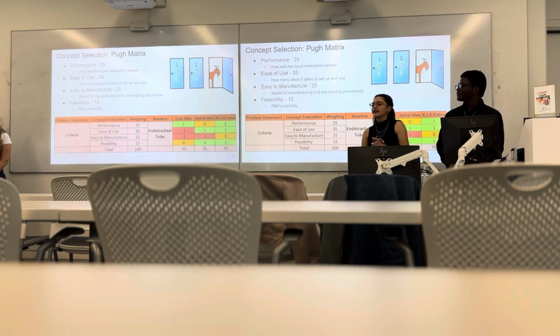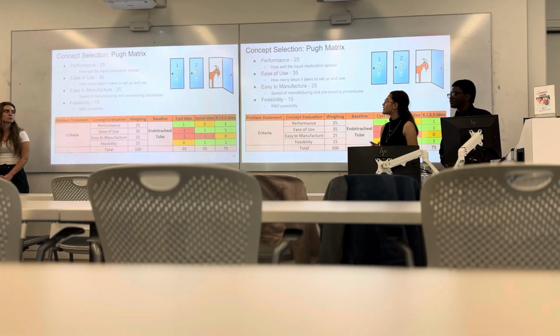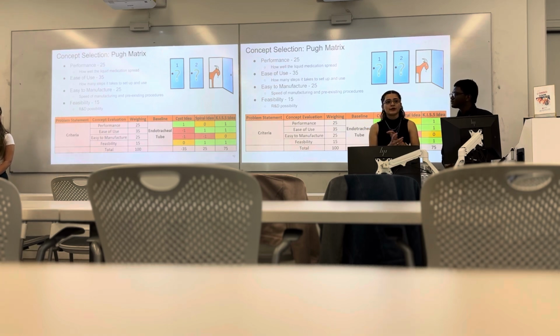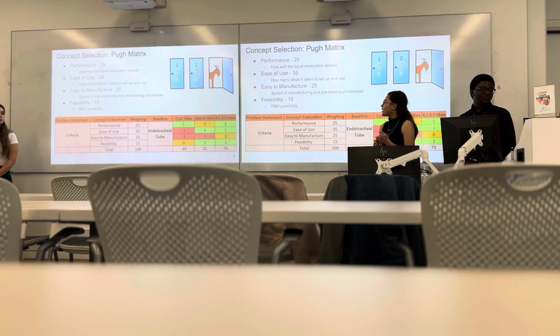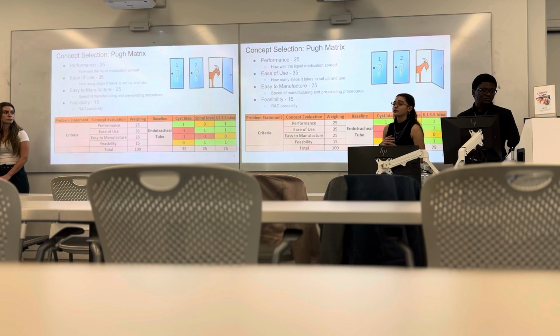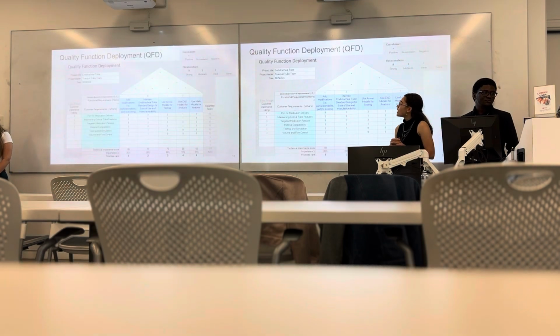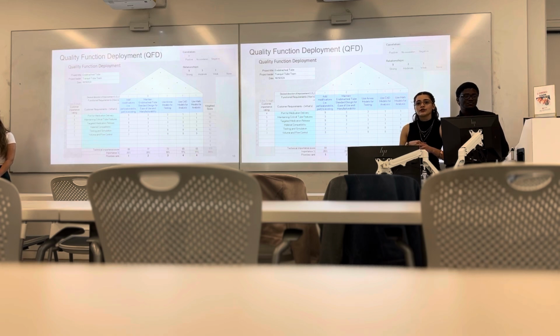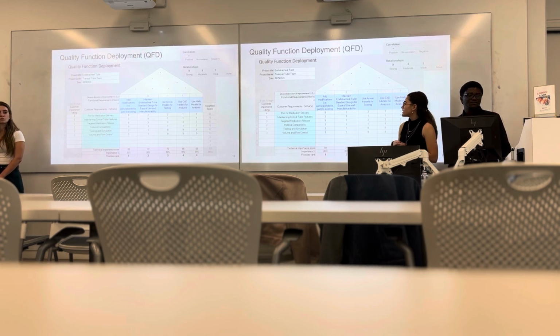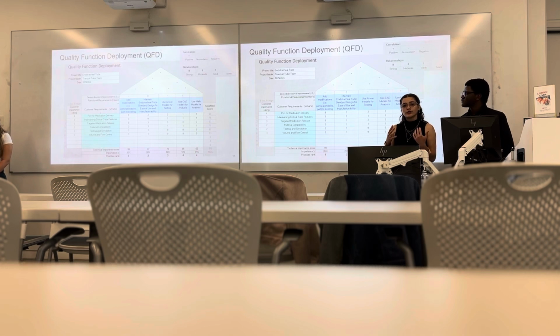To help us decide that, we created a Q matrix. So we compared the performance, ease of use, how easy it is to manufacture, and overall feasibility of each of our designs. With our third idea scoring the best with a score of 75, as well as our sponsor approving of the idea. Along with our Q matrix, we also created a QFD to relate our customer needs and our requirements. The overall purpose of this was to get an idea of what to prioritize with our project goals in mind.